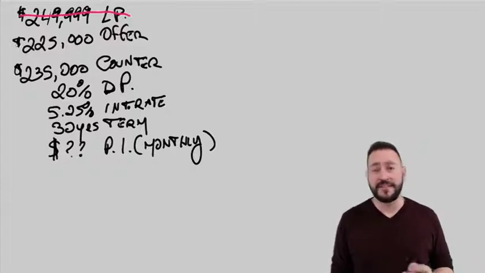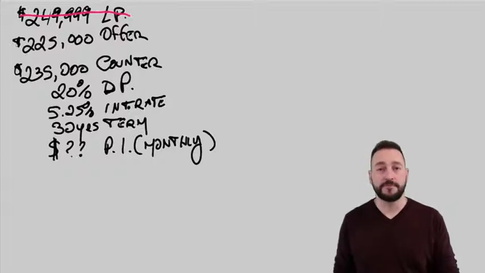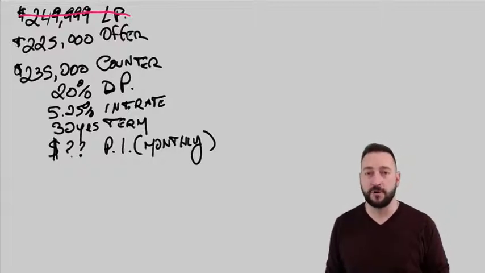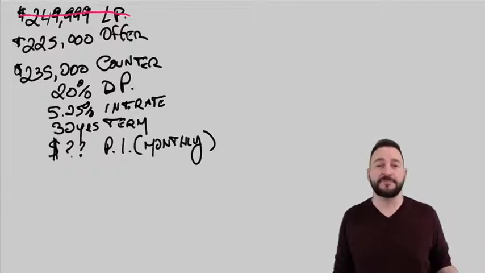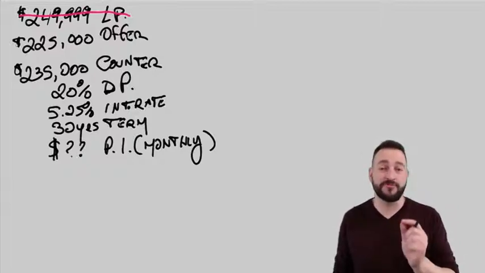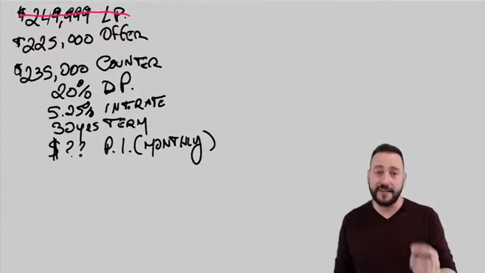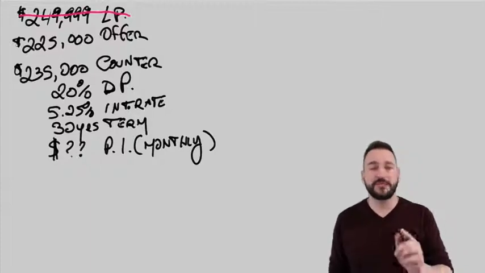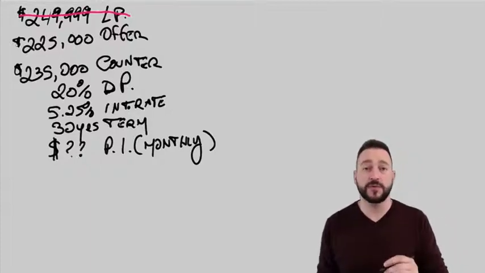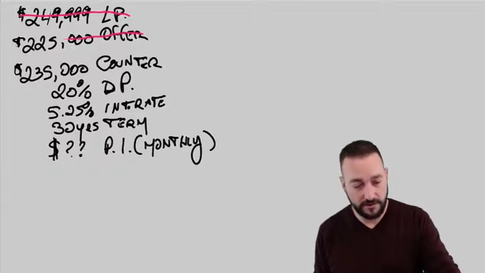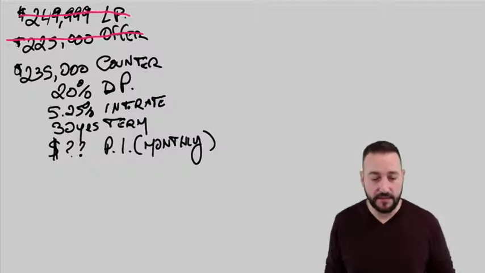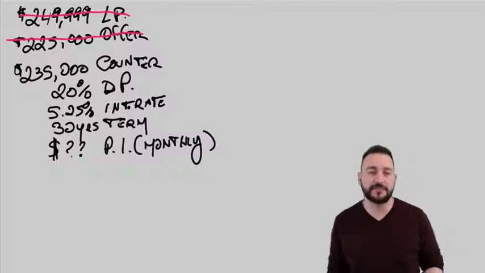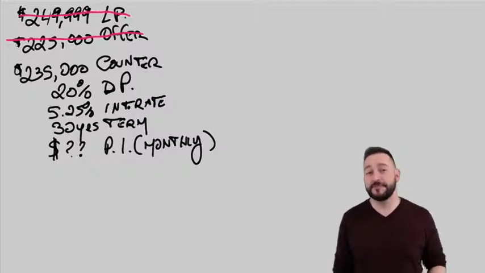Cool. The next number we have is the offer. Now the Smiths, the buyers, decided to offer $225,000. But was it accepted? No. That offer was rejected because the sellers made a counter. Now the counter was accepted by the buyer, so that's the number we're going to need. Offer, out. Counteroffer, in. So $235,000 was the purchase price that was accepted.